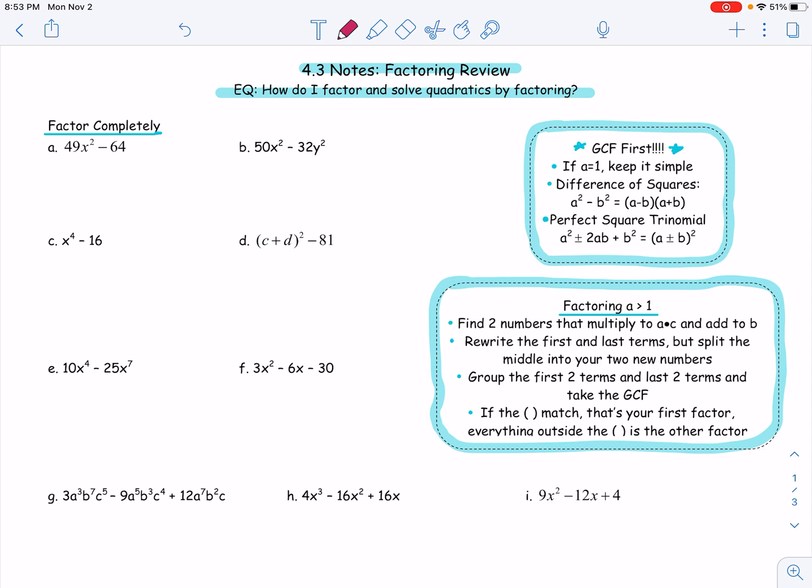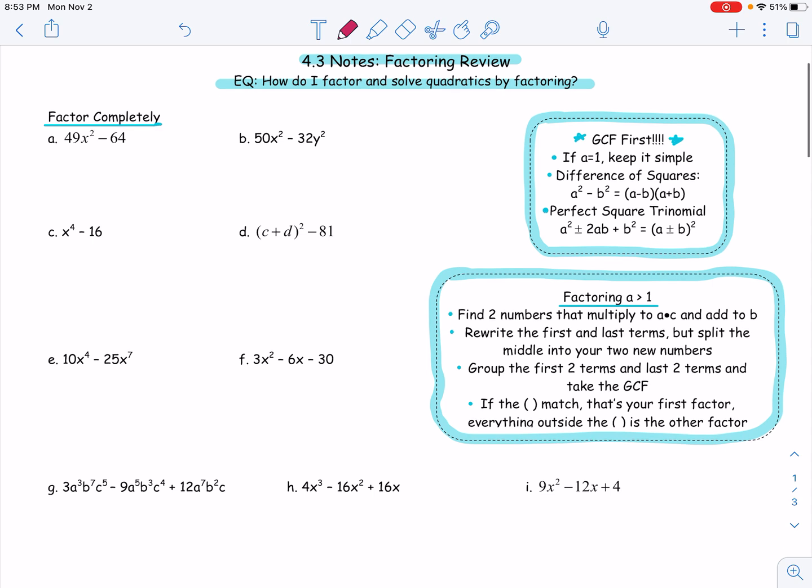Okay. And then, of course, like I said, factoring when your A value is greater than 1. Again, you're multiplying that A and C value. You need factors of that number that add up to the B value. We rewrite that middle term, and then we factor by grouping. So we look at the first two terms, we look at the last two terms, and then put it all together. So hopefully working some examples will have it come back to you. So here we go. Let's go ahead and start.